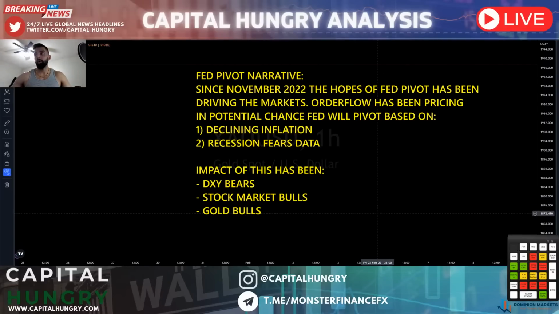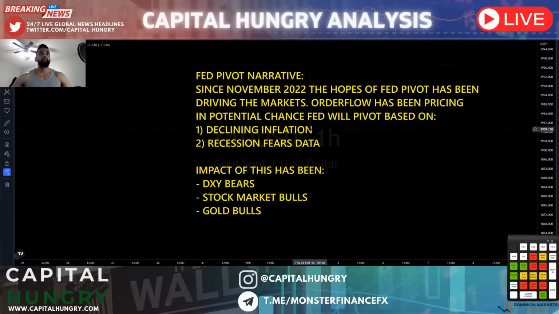For those of you who are unaware, after the dollar domination phase of 2022, when the Federal Reserve was front-loading rate hikes and the markets were pricing in that information accordingly, during November 2022, we started to get a sentiment shift. This is what was called and coined the Fed pivot narrative, right? Hopes that the Federal Reserve will pivot. Since November 2022, the hopes of Fed pivot have been driving the markets. Order flow has been pricing in potential chance the Fed will pivot and loosen financial conditions and go against their rate hike cycle based on two main catalysts that have been supporting that.